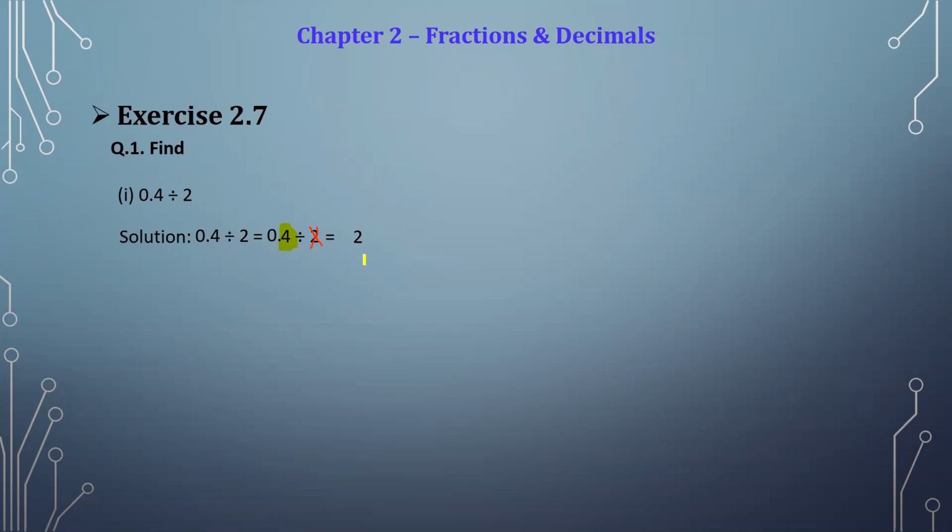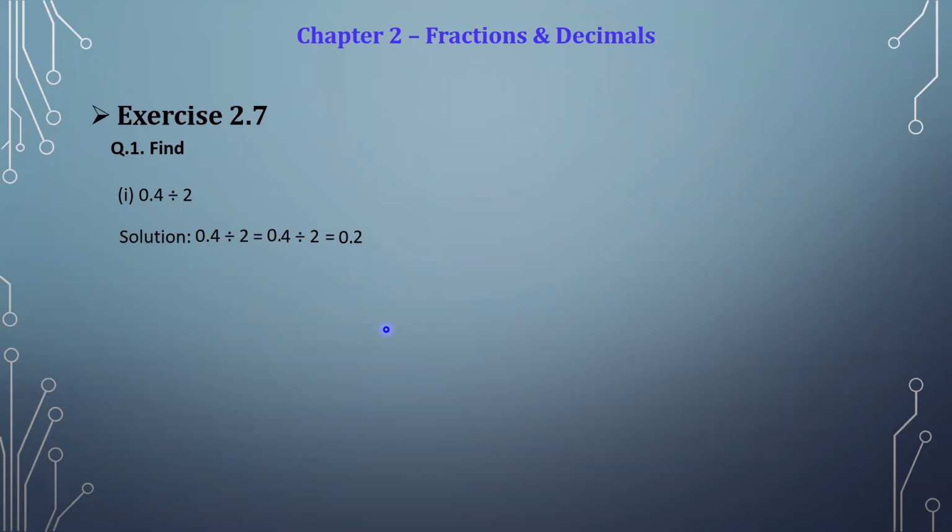So therefore in the final answer also one digit should be there after the decimal point, and that one digit is only 2. So before 2 we are going to put the decimal point, and as no number is there before the decimal point, we can place 0. So we are getting the final answer as 0.2 by dividing 0.4 by 2, and in this way we can solve such examples where decimal numbers are divided by whole numbers.